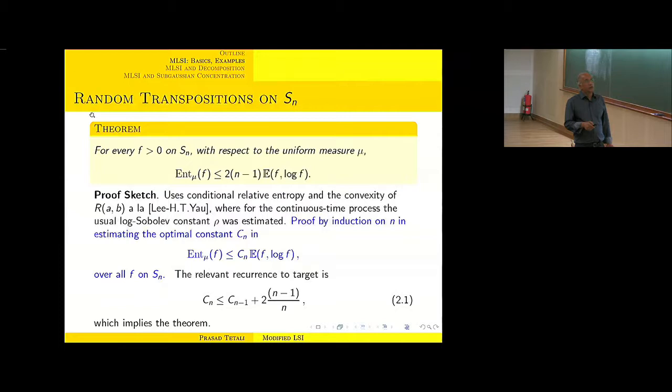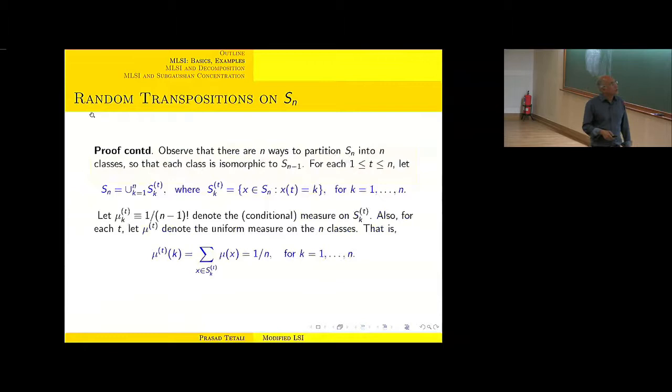I want something bigger than one. That's why, by the way, rather than looking at alpha sub n, I moved to the right-hand side. This is 1 over alpha sub n. Okay, and we're going to prove Cn is at most Cn minus 1 plus some constant, so that gives you that Cn is at most linear in n. Okay? Okay, so far so good, but how do we get induction going?